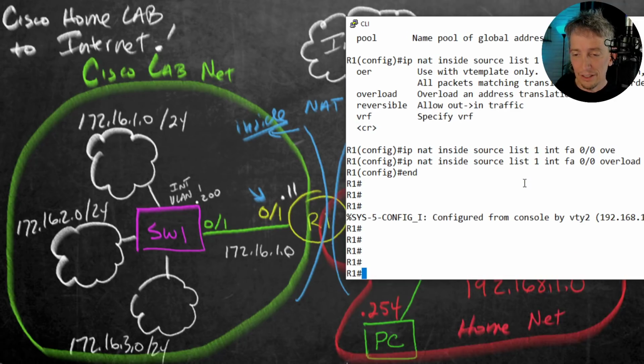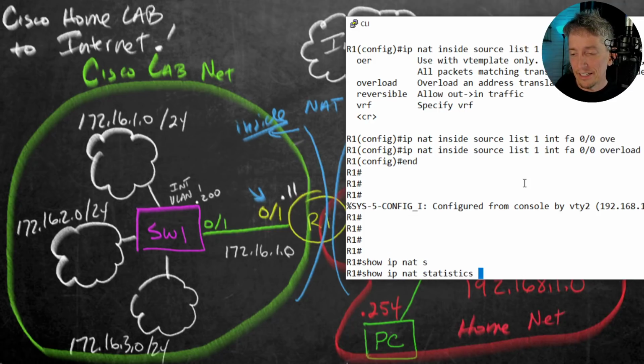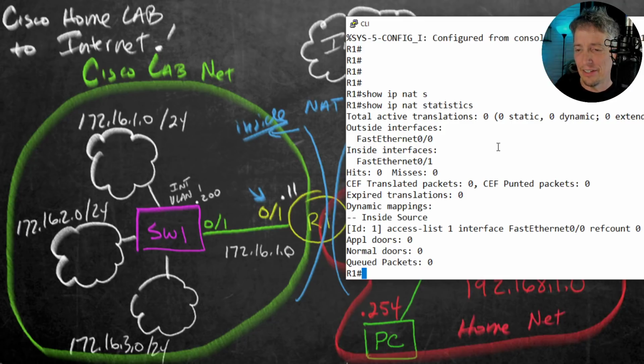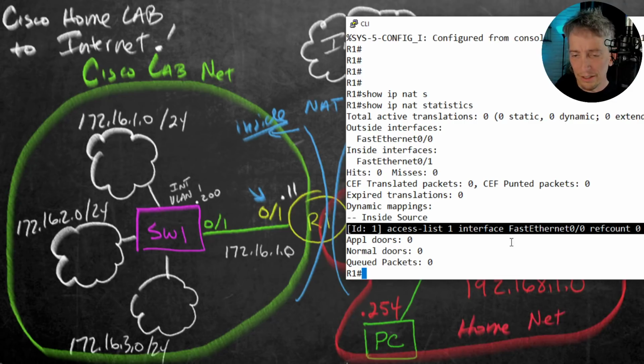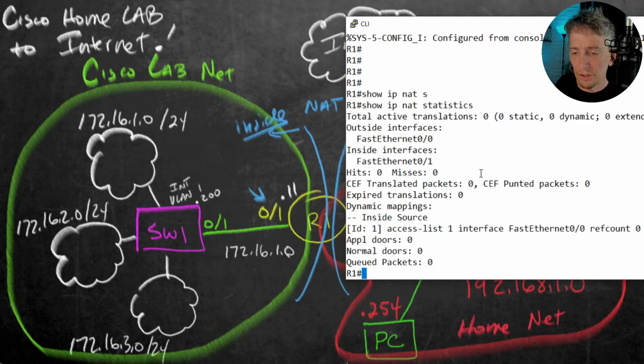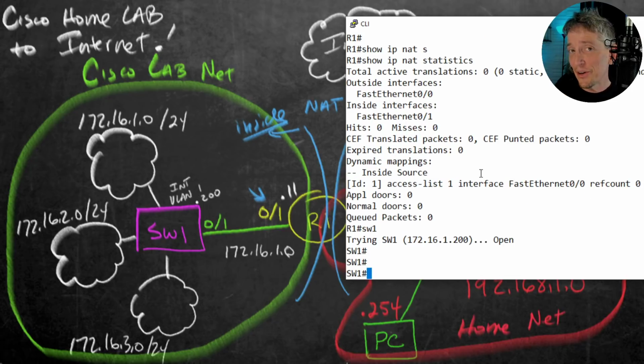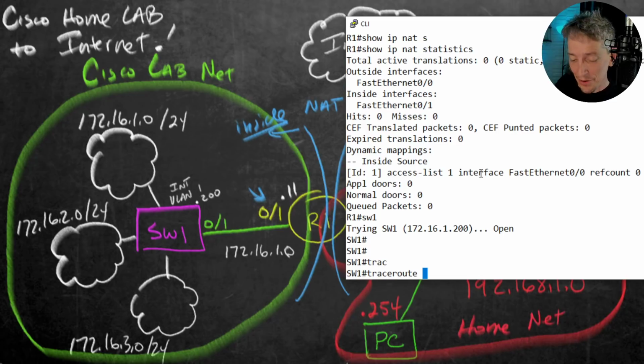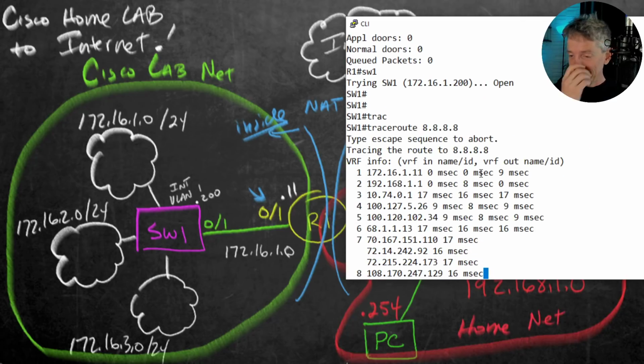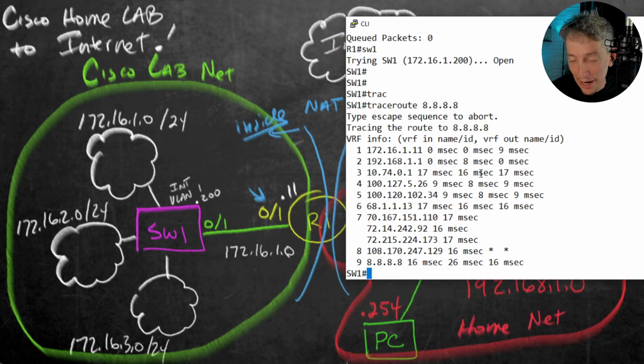Okay, so now that's done, let's do a show ip nat statistics. This is a great way to see the details. So the outside interface is FA0/0, inside interface is FA0/1. There's the access control list, great. And let's go back to switch 1, and let's try going to the internet. Okay, so let's do a trace out to 8.8.8.8. It's freaking amazing how fast things work. I mean, this is a router.